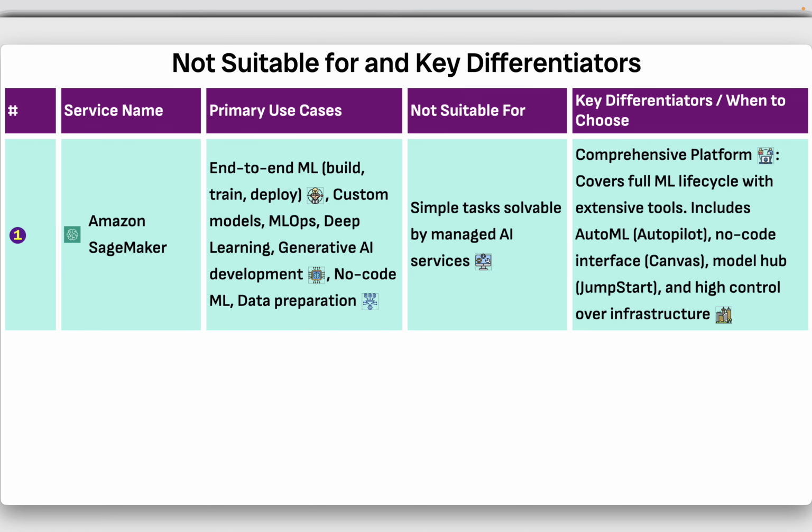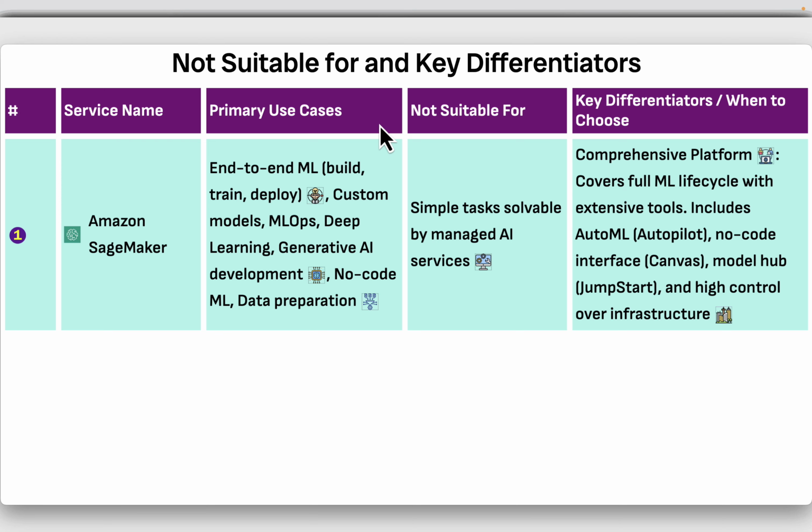So first service is Amazon SageMaker, and the primary use cases are the same as the primary function, not suitable for, and the key differentiator, when to choose. So I'll focus more on not suitable for and the key differentiators. Then I will read out the use cases. So it is not suitable for simple tasks which can be solved by managed AI services. With managed AI services, you can just use the API.